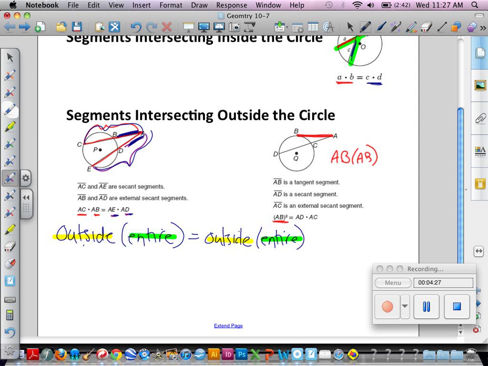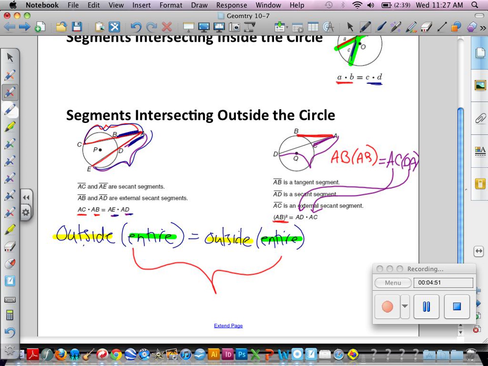Now I'm going to go down to my bottom line. I'm going to do my outside piece, which is AC, and I'm going to multiply it by my entire line, which is DA. Let's go down here and look. Sure enough, they have AC, and DA is the same thing as AD. So this formula works on both of those diagrams. When you have two segments intersecting outside of the circle, you're going to take the outside piece times the entire equals outside piece times the entire.